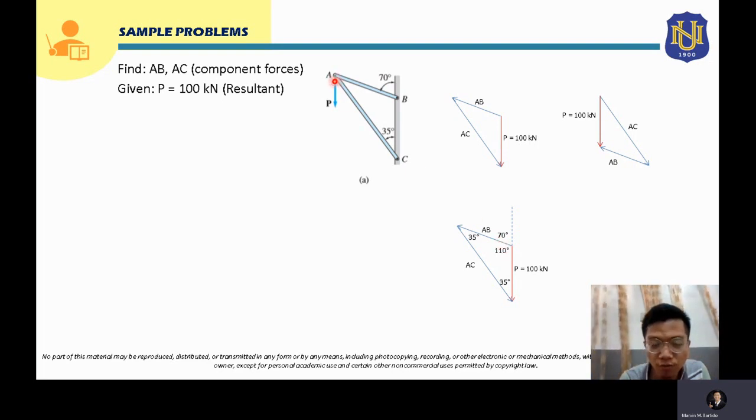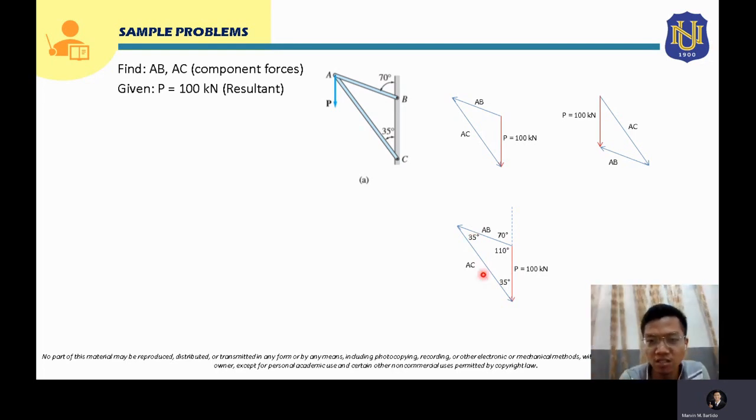Now, for your member AC, or your force AC, this is 35 degrees from the vertical. So this will also be 35 degrees from the vertical. This is the vertical side, and this is 35 degrees. Knowing that this is 35 degrees and this is 110 degrees, since this is a triangle, the angles should total 180 degrees. So that will just be 180 degrees minus 110 degrees minus 35 degrees, which gives you the remaining angle, 35 degrees.